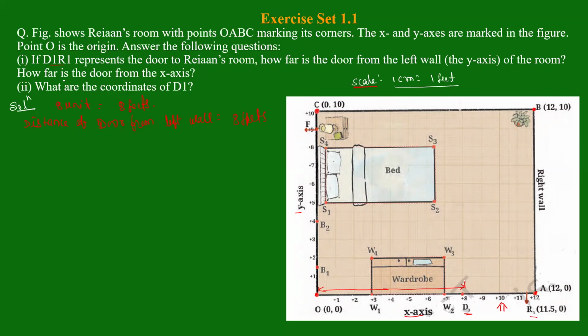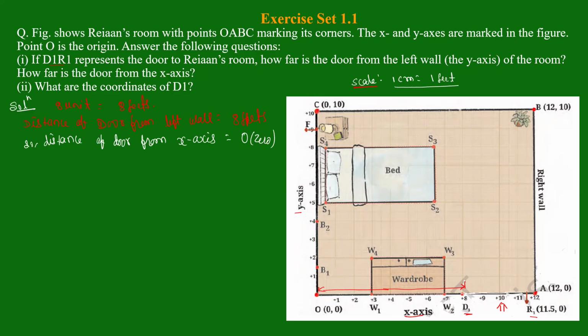Now what they're asking: how far is the door from the x-axis? So how far is it from the x-axis? It is 0, am I right? It is going to lie on the x-axis only. So where is this door? On the x-axis only. So the distance of the door from the x-axis is 0, since it lies on the x-axis only.